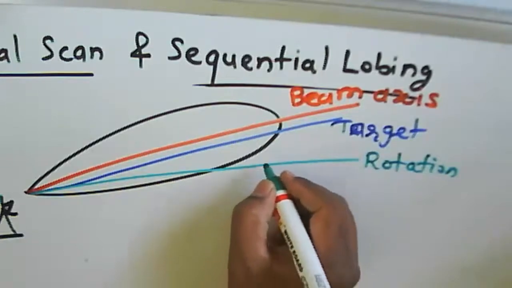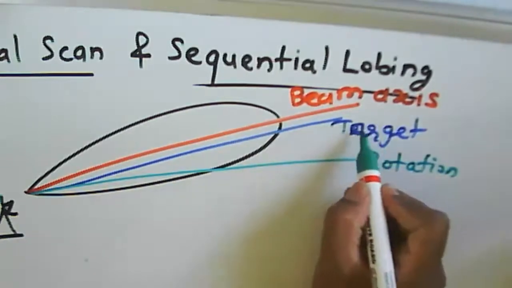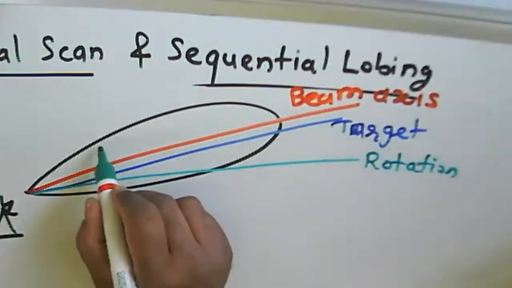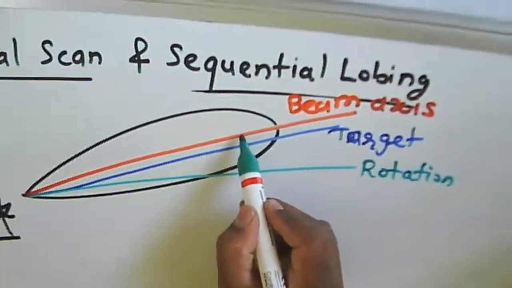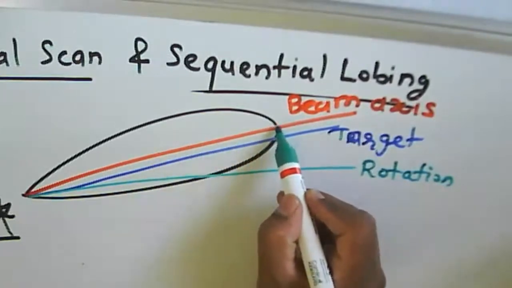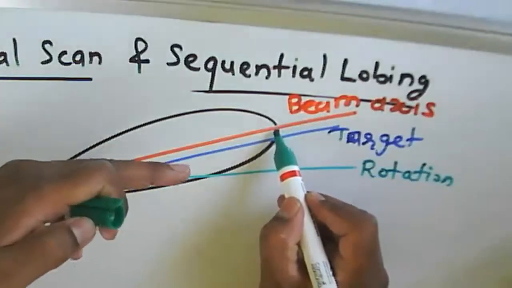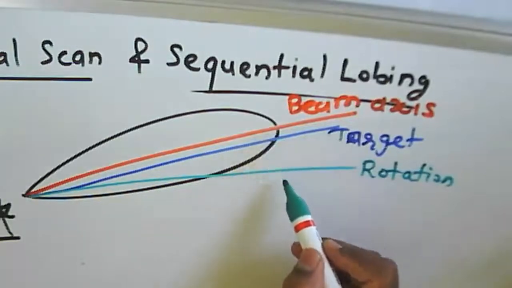Now I consider that the target position is here, and from this particular beam axis, here we are getting the maximum amplitude. So from this maximum beam axis, the maximum angle, and here it is rotating.